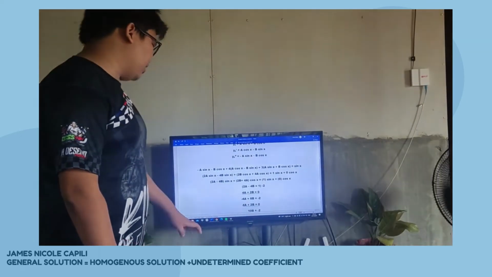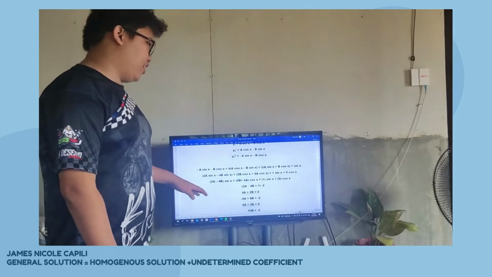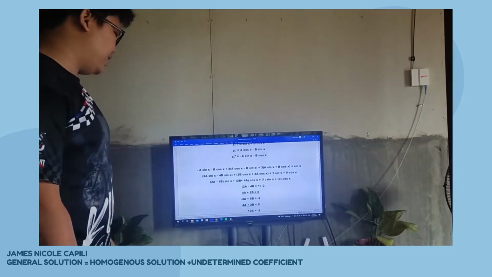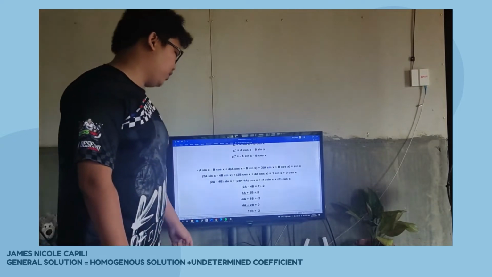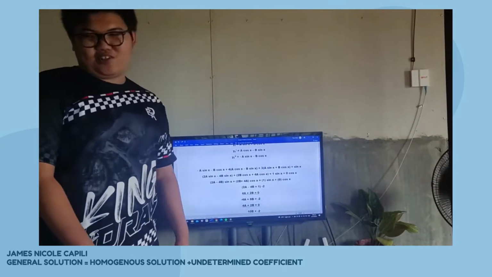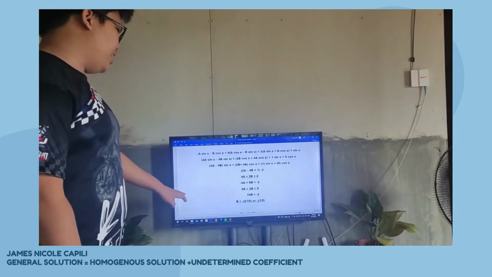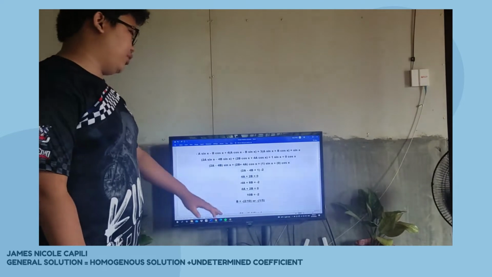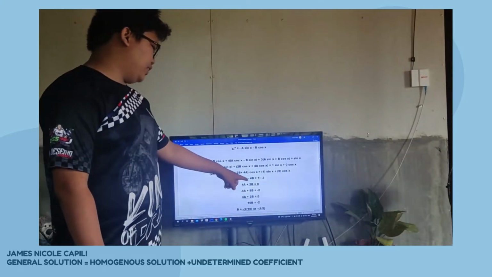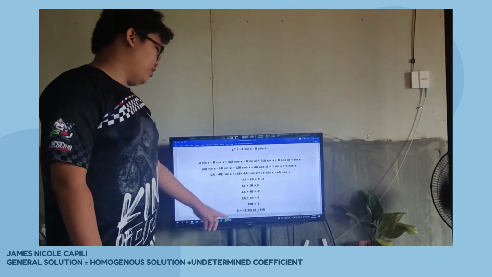Then, we must factor out the constant, which is the quantity 2a minus 4b sine x plus quantity 2b plus 4a cos x is equal to 1 sine x plus 0 cos x. Then, we must set up the first equation and the second equation. So, our first equation is 2a minus 4b is equal to 1. Then, 4a plus 2b is equal to 0.